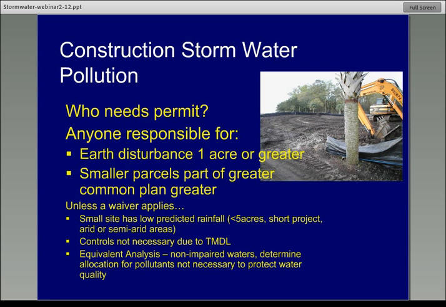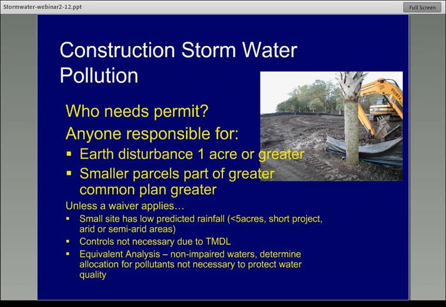Who needs these permits? As I have here, anyone, this is another answer to one of our quizzes, anyone who's responsible for earth disturbance of 1 acre or greater. Some states have taken that threshold down a little bit lower in the state translation of the program, but this is the federal level requirements. And smaller parcels are also required to get a permit if they're part of a greater common plan. And that may mean that someone who's developing a subdivision, and they're doing it in phases, and one phase is only 1 acre, but if you add all 4 phases, then they're talking about 10 acres or something like that.